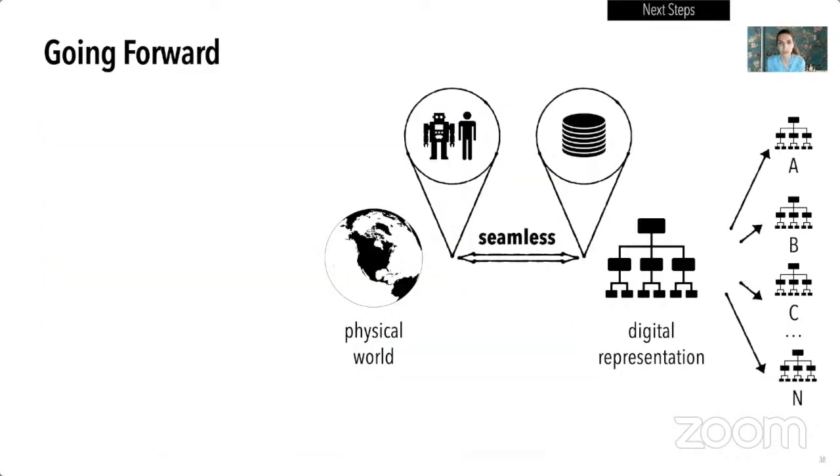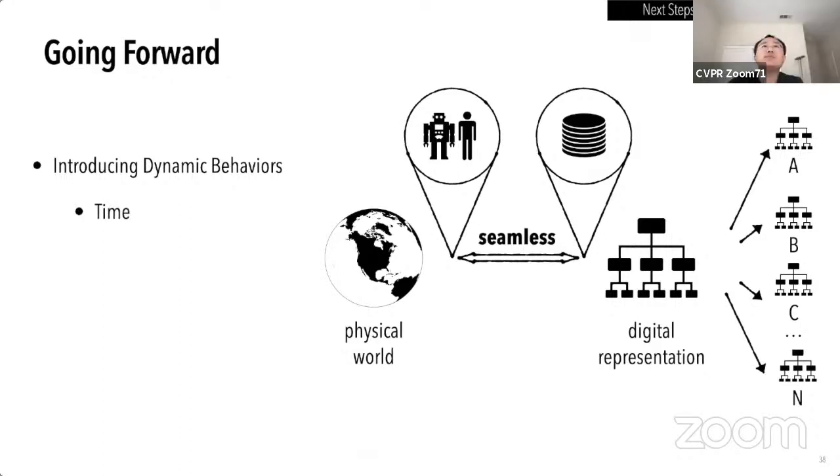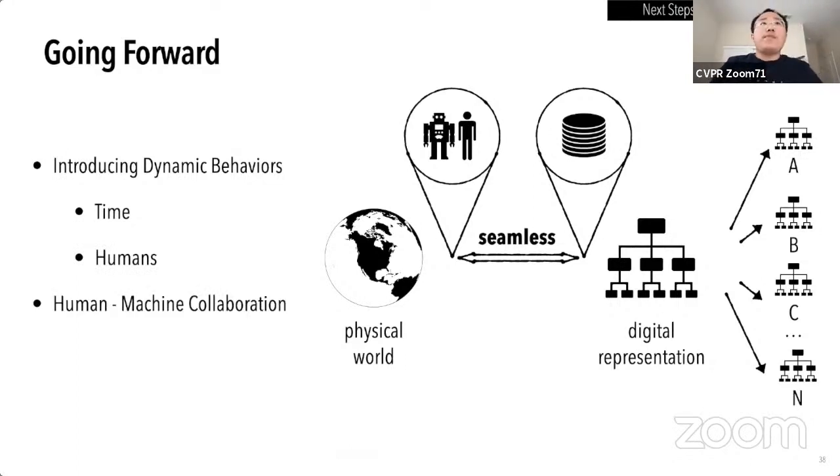Going forward, I would like to focus on introducing dynamic behaviors. And although there are people that have worked on introducing dynamic aspects into 3D scene graphs, I'm very interested, of course, in time and how spaces change over time, as well as humans and their interactions with the environment. I'm also very interested in the aspect of human-machine collaboration.